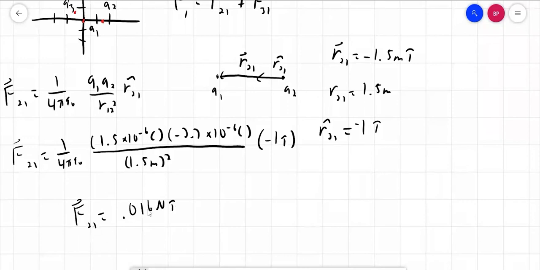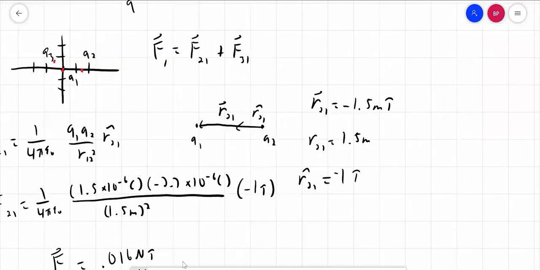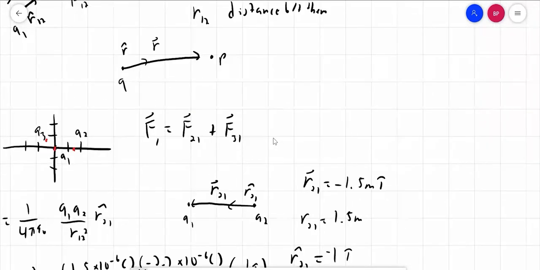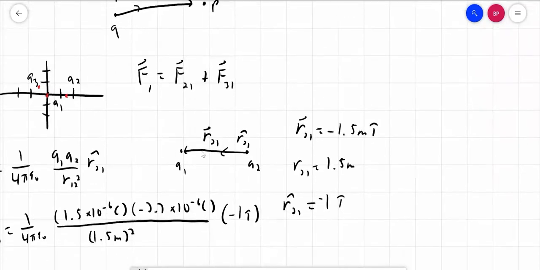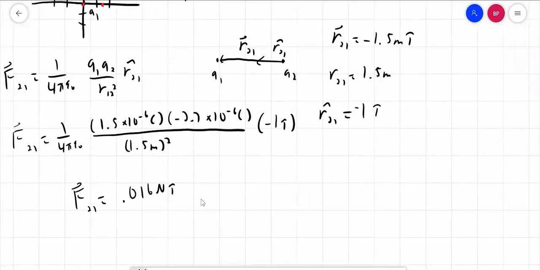Now, every time you do this, you should ask yourself, does this make sense? So this is telling us that the force on charge 1 due to charge 2 is in the positive x direction. Well, our charges are separated like this. Q1 is positive and Q2 is negative. So the force should be attractive. So Q1 should be pulled toward Q2. That is the positive x direction. So this does indeed make sense.